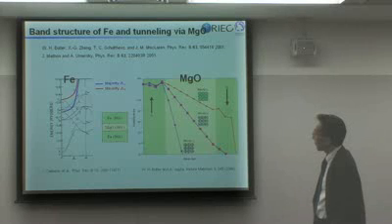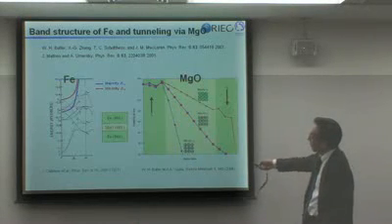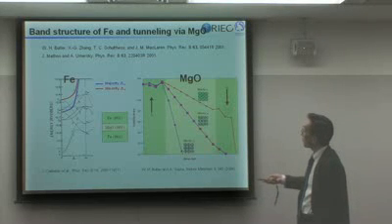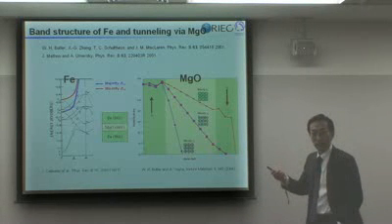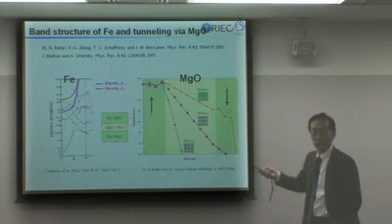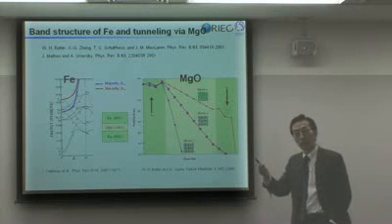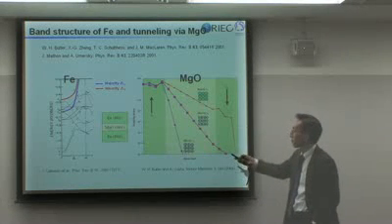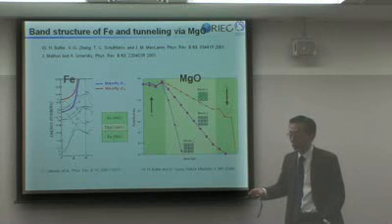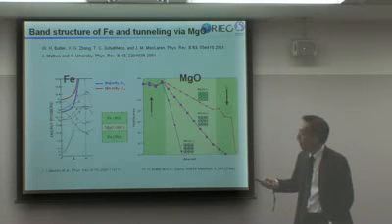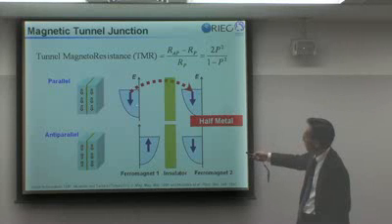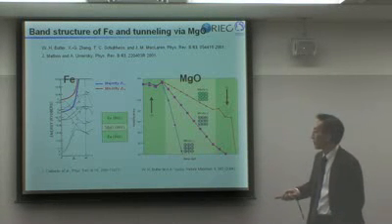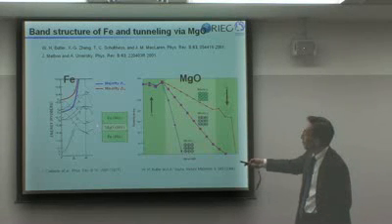So historically, people have found that in 2001 there were two theory papers showing that even though iron, which is a very common ferromagnet, or cobalt, which is another very common ferromagnet, are not half metals like this, you can make them effectively a half metal by introducing magnesium oxide, for example.